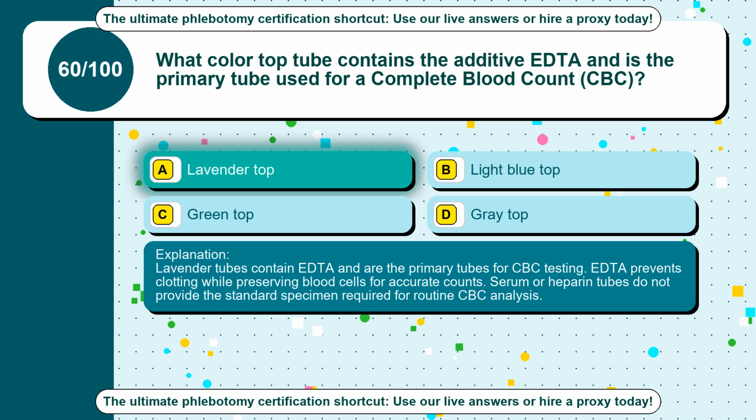Lavender tubes contain EDTA and are the primary tubes for CBC testing. EDTA prevents clotting while preserving blood cells for accurate counts. Serum or heparin tubes do not provide the standard specimen required for routine CBC analysis.